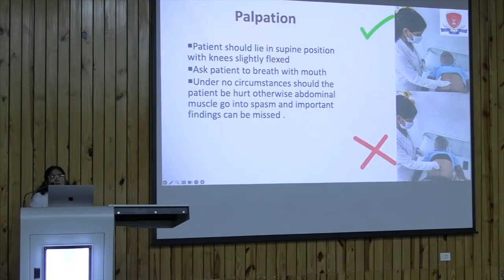Palpation. Patient lies in supine position with knees slightly flexed to release tension in abdominal muscles and relax them. A relaxed abdominal muscle allows deeper palpation and better identification of masses, organomegaly, rebound tenderness, etc. Ask patient to breathe through the mouth. Make sure you do not hurt the patient by palpating too deep or too roughly. Otherwise, abdominal muscles go into spasm and important findings can be missed.